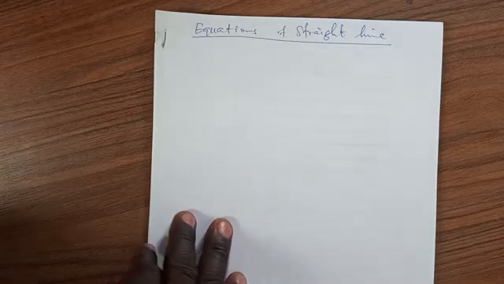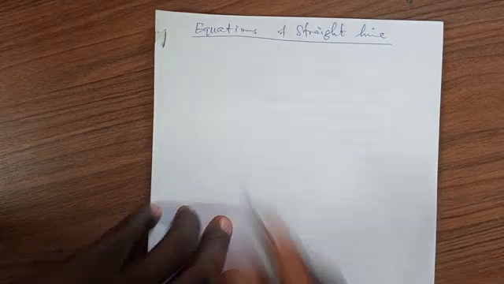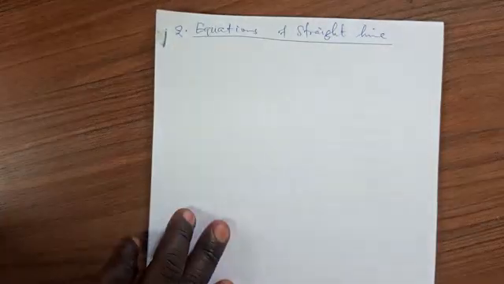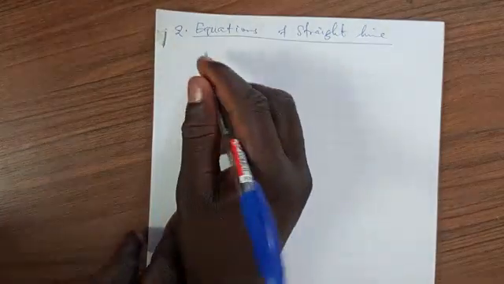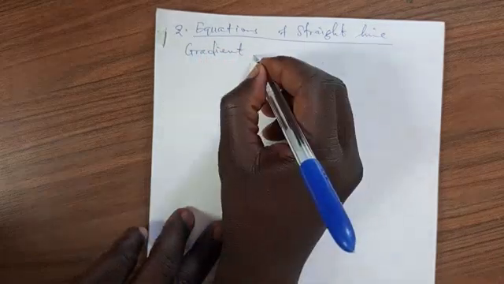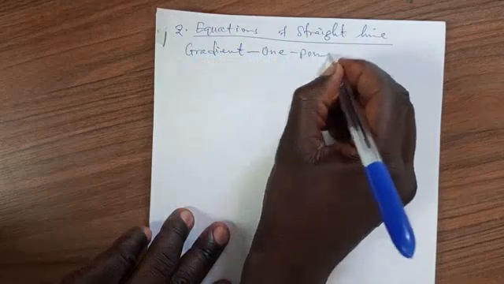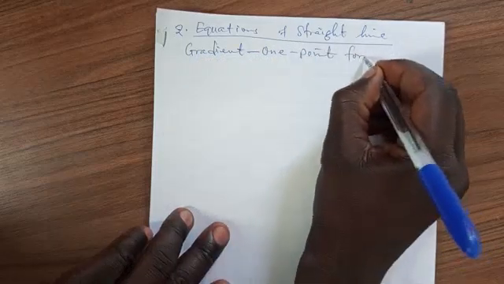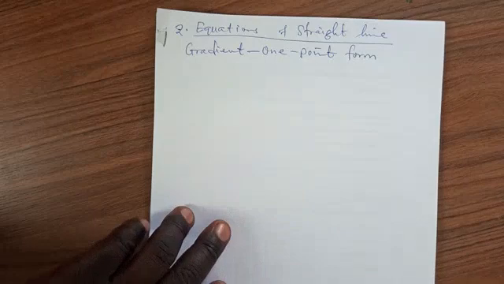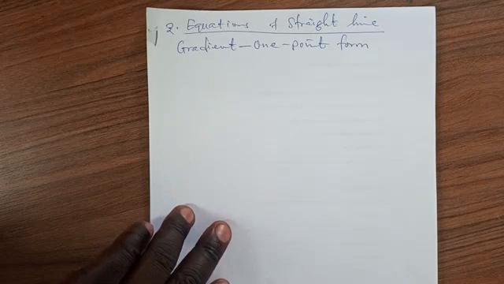In our third video, we are going to look at equations of a straight line. First of all, we are starting with the gradient one-point form. Meaning, a gradient is given and one point is given. Then you should find the equation of that straight line.